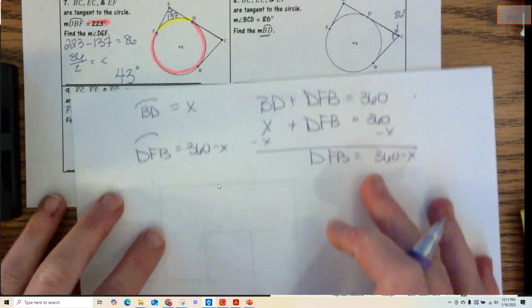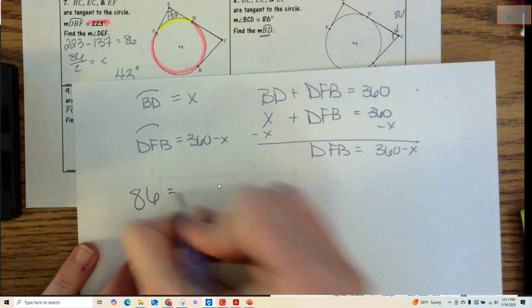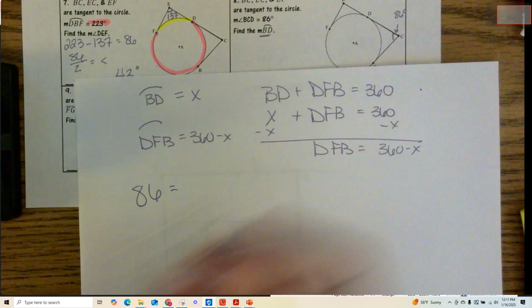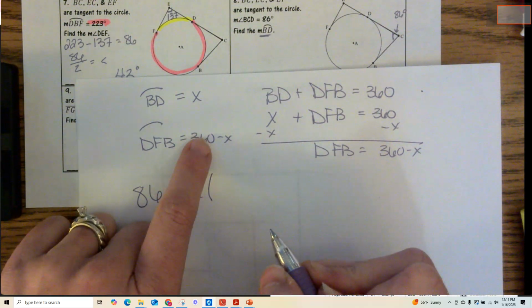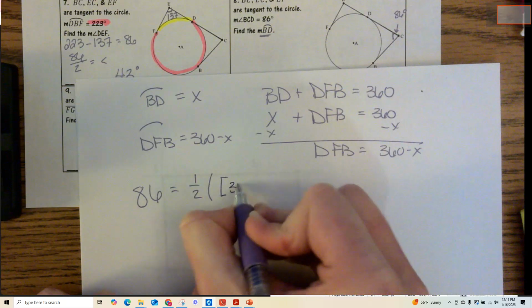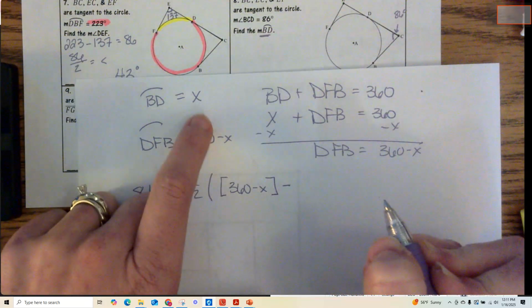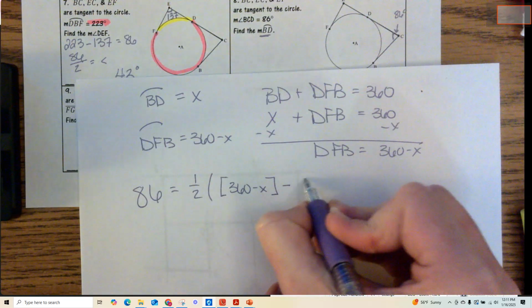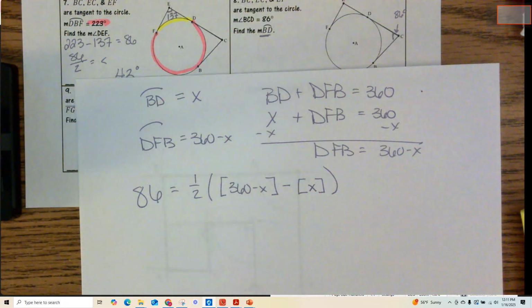So now the big, long, scary equation. The angle measure equals half of the big arc, 360 minus X, minus the little arc. You can do this in your calculator, but it's parentheses city.